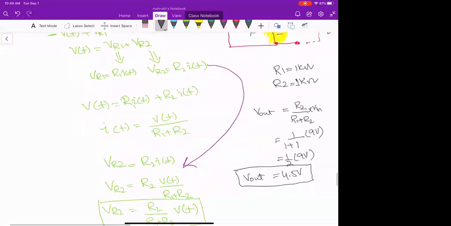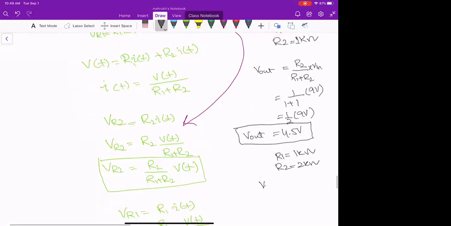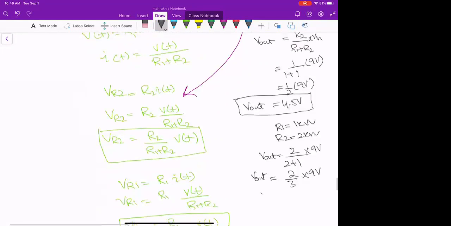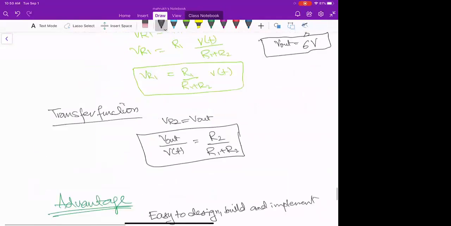But we can also design it in a different way. Let's say we have R1 as 1 kilo ohm and R2 as 2 kilo ohms, right? Then our V out will be 2 divided by 2 plus 1 into 9, 2 by 3 into 9 volts, and V out is 6 volts, right? So by controlling either of the resistances, R1 or R2, you can change or control your output voltage.